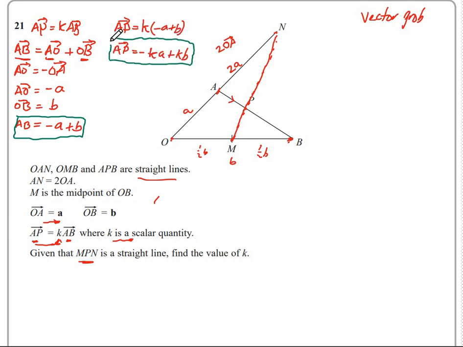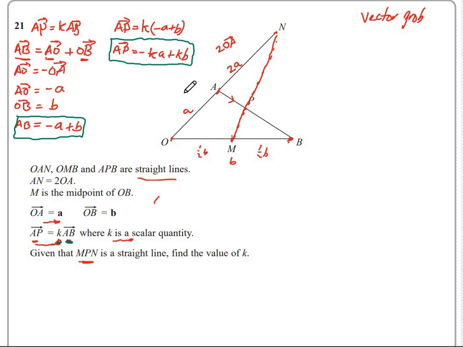Alright. So we have an expression here for AP. Now we still don't really have enough information. We want to find what K is. We know what AP is. We know what AB is there. So we have an expression for that.